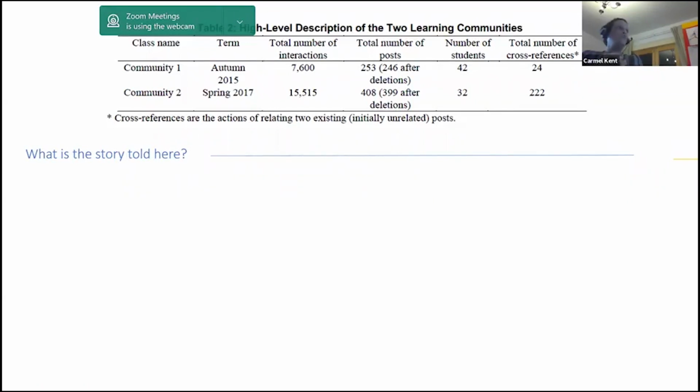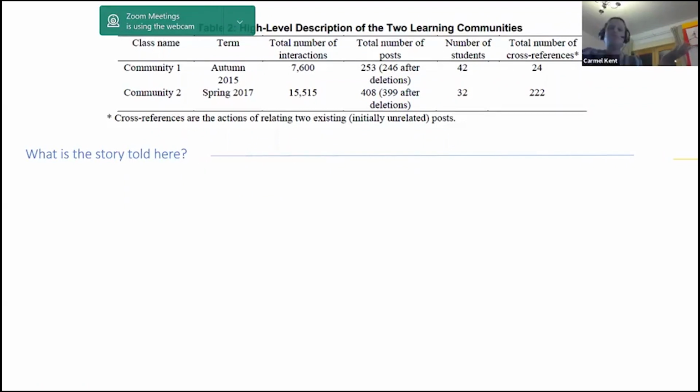Now Community 1 has 42 students with an overall of 253 posts. Community 2, just 32 students with an overall of 408 posts and more than twice the amount of interactions than Community 1. So when we say interactions, it's all kinds of online interaction. It's views, it's voting, it's following, responding, whatever.